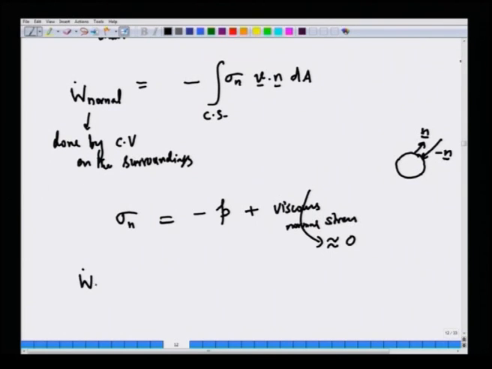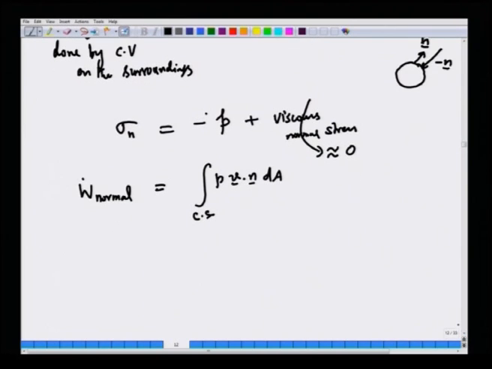So, W dot normal is nothing but, if I substitute this here, the two negative signs will cancel out. So, P V dot n dA over the control surface. So, the total rate at which work is done is nothing but the shaft work, when the control surface cuts across rotating elements such as shafts, which will typically convey energy in or out of the system, plus P V dot n dA.